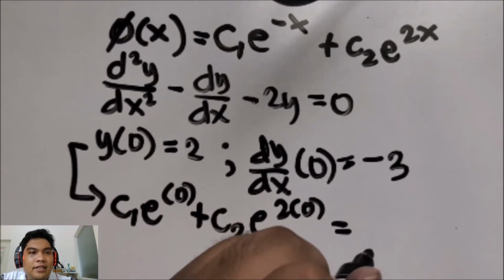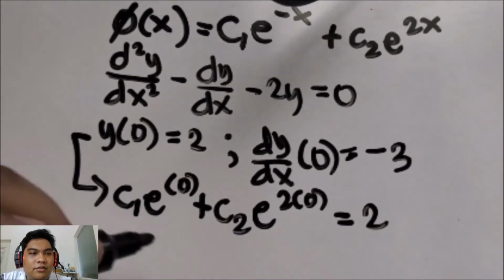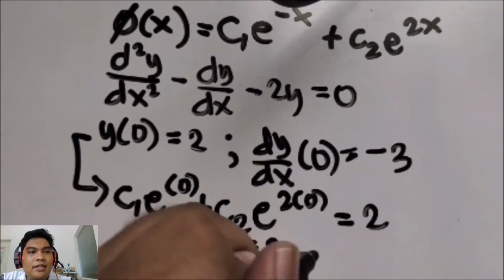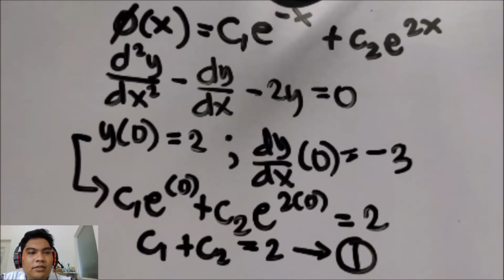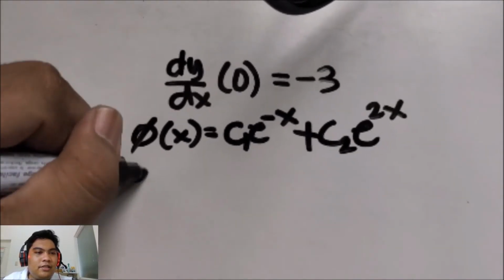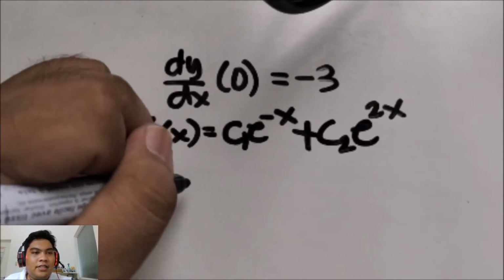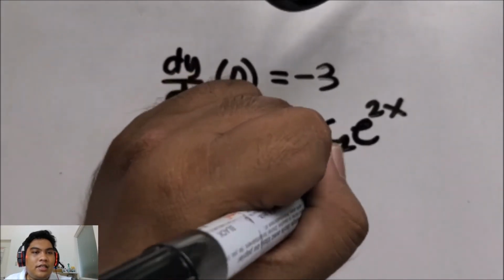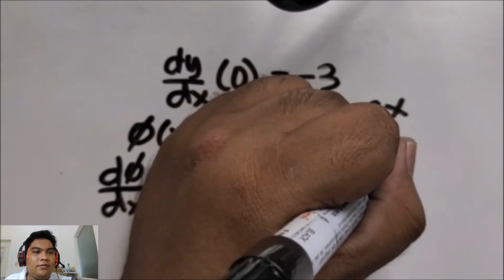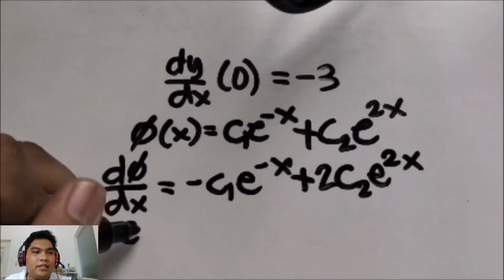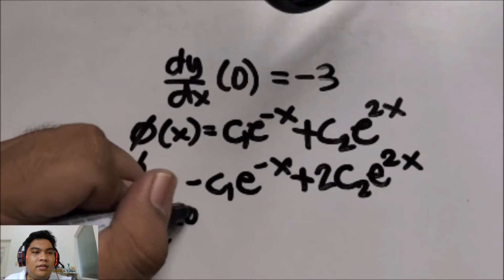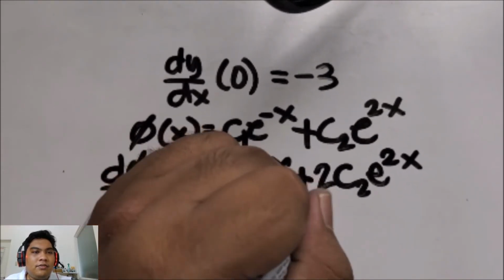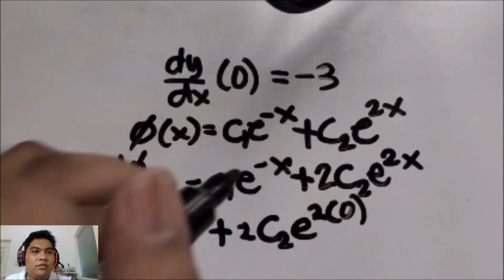Kasi na-prove na natin na yung phi of x is a solution to our differential equation dun sa example 2. So, yung equation 1 natin, c1 plus c2 is equals to 2. Okay, so we now solve for the second condition. That is dy over dx of 0 equals to negative 3. So again, nasolve na din natin dun yung first derivative natin and substituting the values, that is at x is 0, dy over dx must be equal to negative 3.